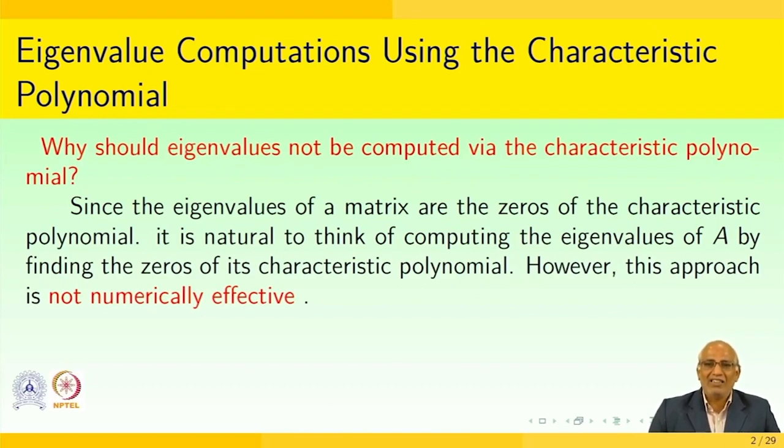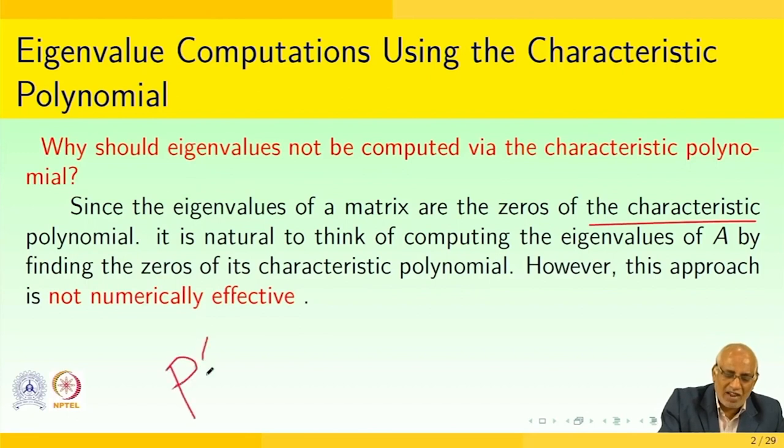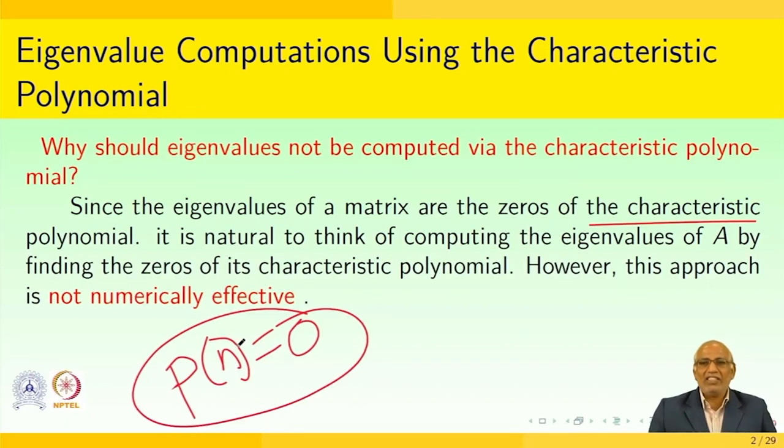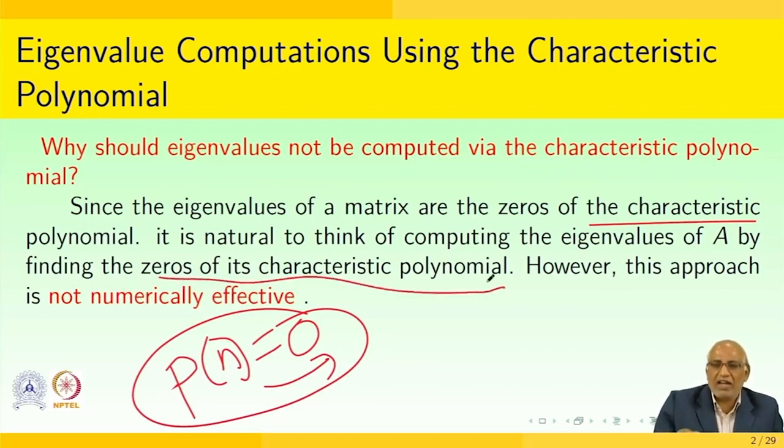Let us see the eigenvalue computations using the characteristic polynomial. One would ask, why should eigenvalues not be computed via the characteristic polynomial? It's a very natural question, since the eigenvalues of a matrix are the zeros of the characteristic polynomial. So essentially, if you have a polynomial P(λ) equal to 0, then the values of λ such that P(λ) is close to 0 need to be satisfied. So it is natural to think of computing the eigenvalues of matrix A by finding the zeros of its characteristic polynomial.